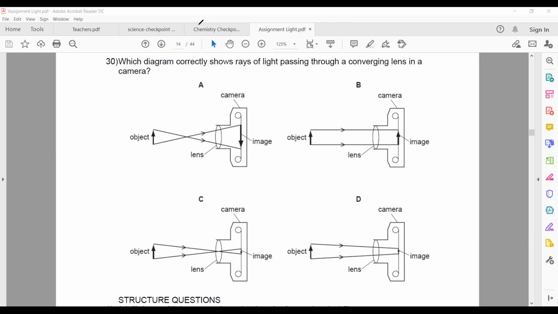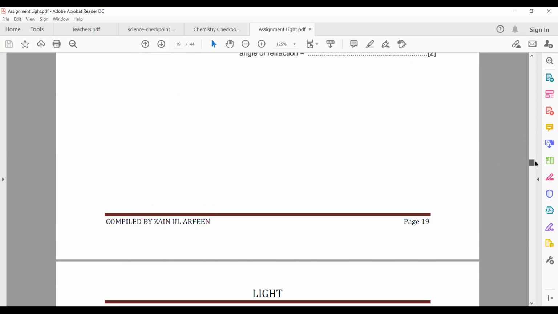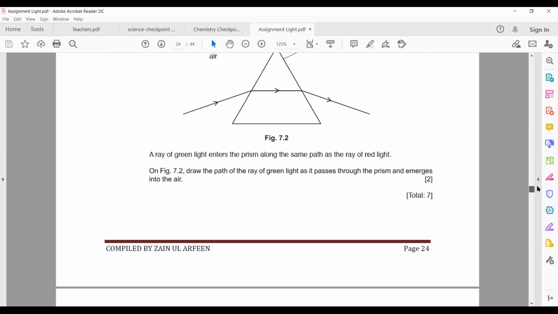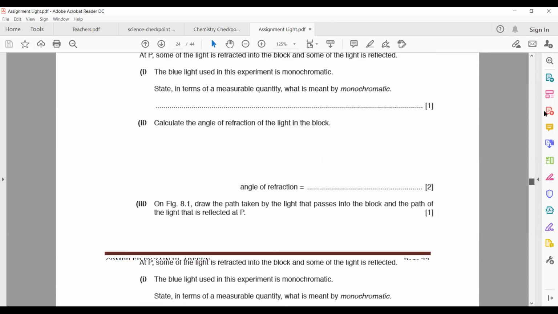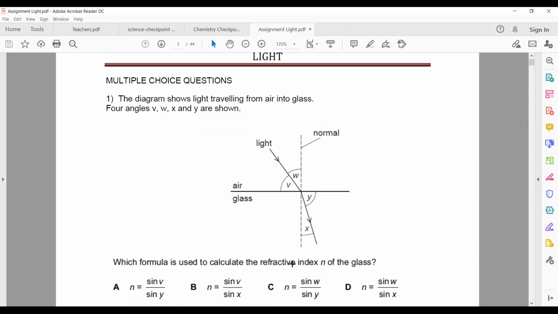Is the concept related to the lens, a convex lens, clear? We'll do questions later. There are questions as well that we'll do later. But first, the multiple choice questions we discussed today.